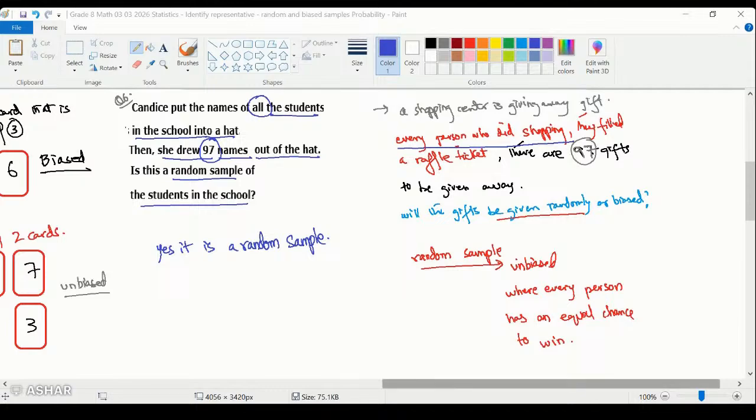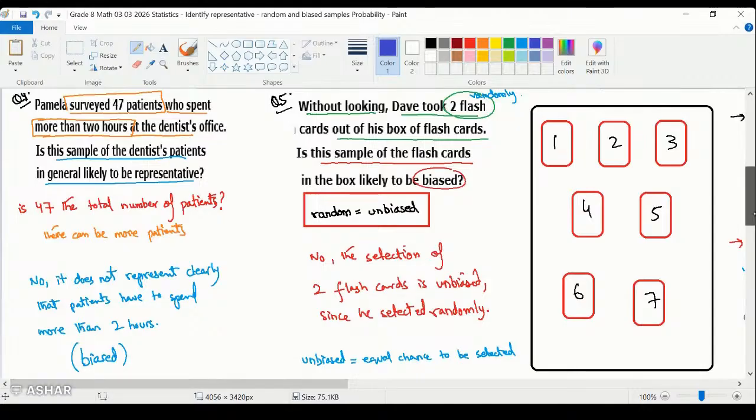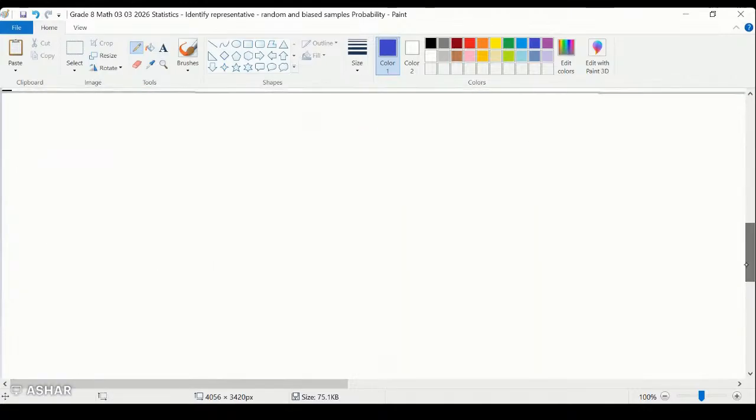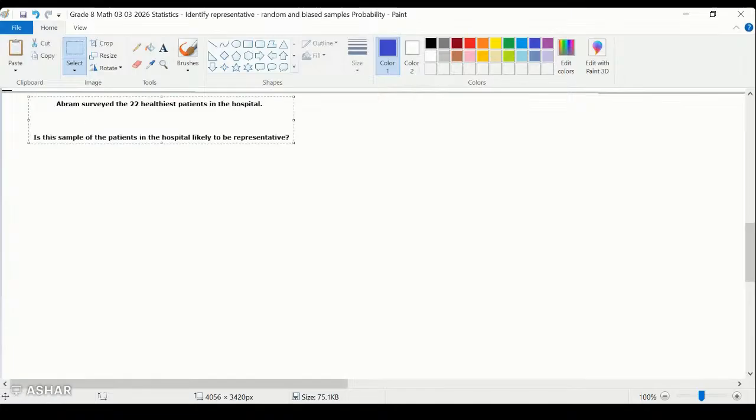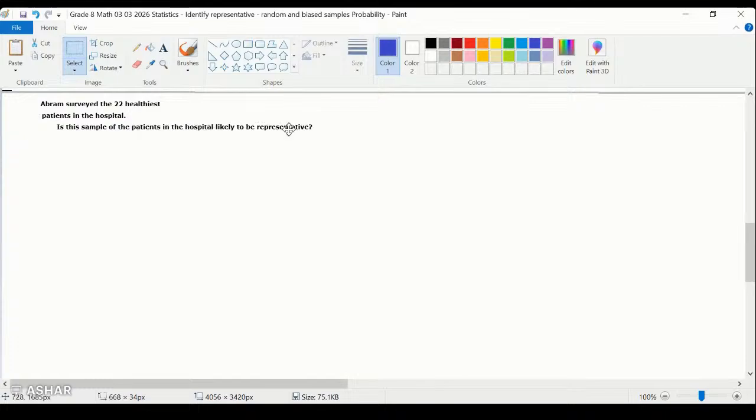For question number 7, it says, Abraham surveyed 22 healthiest patients in a hospital. The difference is the word healthiest over here. If you're going to a hospital and speaking to the healthy people, then you don't know about the problems of the people who are sick.